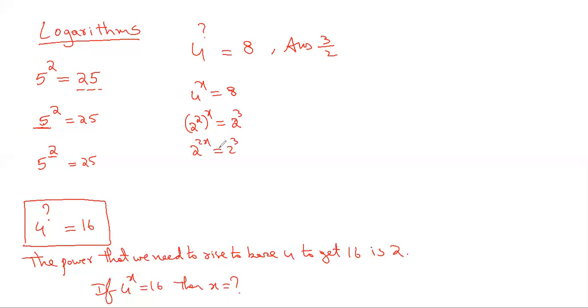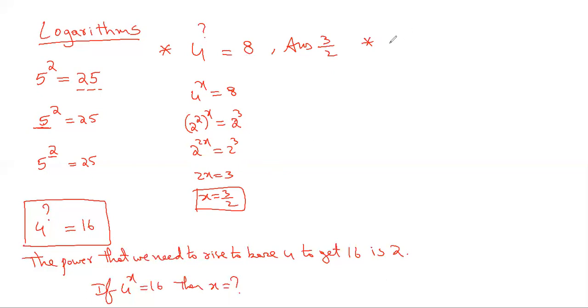From your lower grade property, the bases are equal, so you can equate the powers. So 2x is equal to 3. x is equal to 3 by 2. And then you get that. So you got this, but what do you call that? The power that you need to raise the base 4 to get the number 8 is 3 by 2. That's the sentence form of that.